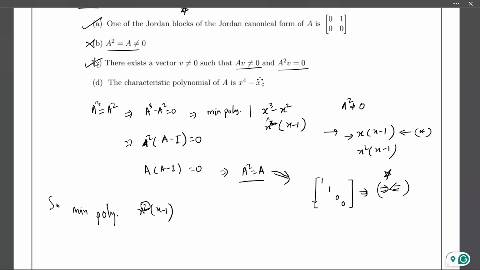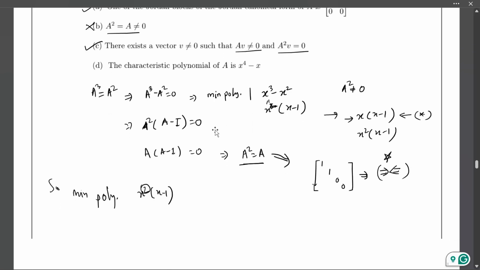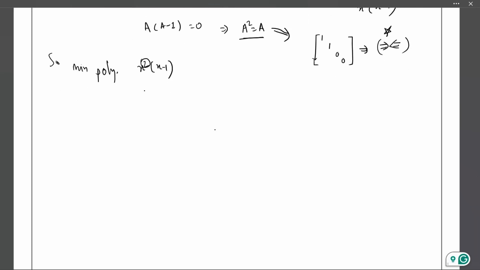This is correct because the kernel of A is... Because rank is 2, this implies nullity is also 2. Nullity of A is 2. So kernel is a two-dimensional space. But from here you observe that x minus 1 does not satisfy it, means this is non-zero, means it is not the minimal polynomial.